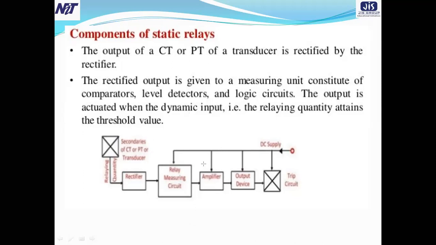Now look, if you follow this diagram, you can understand that a DC supply is here. The DC supply is coming inside the relay, and on this side there are the secondaries of CT, PT or transducer, which are connected with the rectifier, and then the relay measuring unit, which is connected with the amplifier and output devices, and this is the trip circuit. These are the components normally used for static relays.